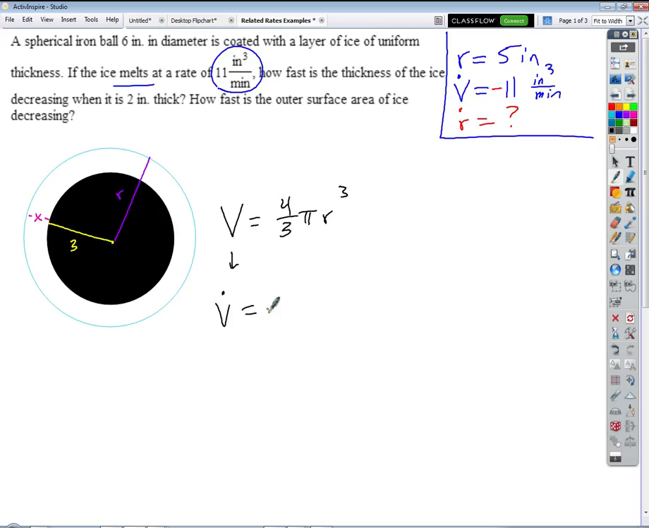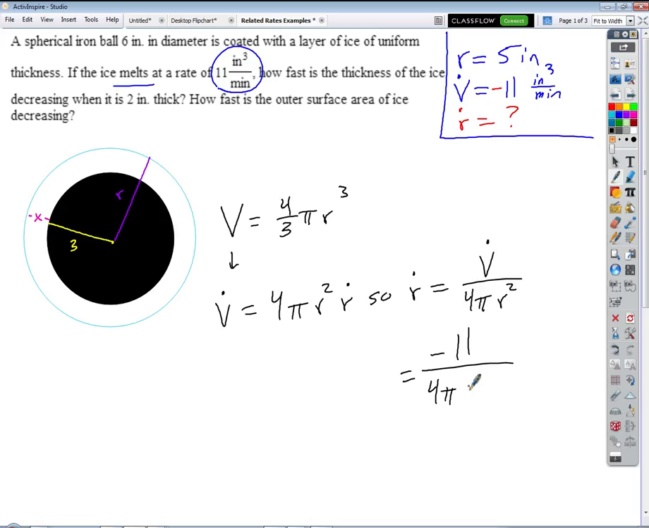Equals. Yeah, that's just a constant, right? So 4 pi r squared r dot. Good. Okay. And we're just trying to find r dot, so all we really need to do is isolate r dot, right? So we'll divide both sides through by 4 pi r squared. And so we get r dot equals v dot over 4 pi r squared. And if we plug and chug, then we get negative 11 over 4 pi times 5 squared.